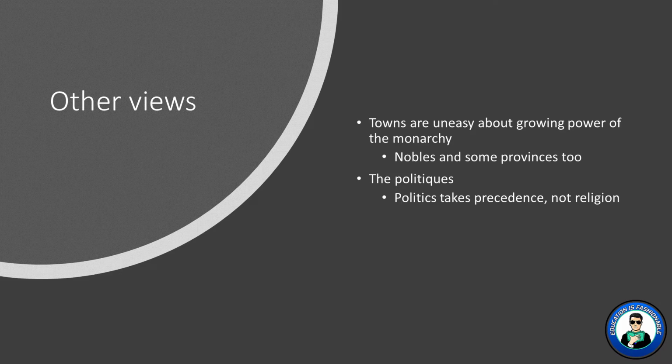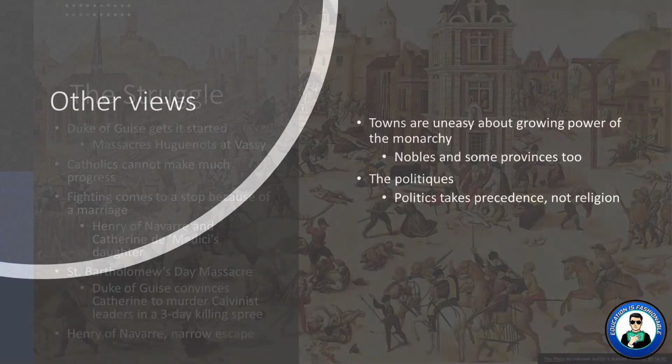Politiques are another group that basically says fighting about religion is stupid. We need to put politics first. You shouldn't have any disagreements over religion. It's basically like, let's do what's best for the state. We're going to call Henry of Navarre a politique, at least in my opinion, because he's constantly putting, well, in some cases his life, but he puts religion on the back burner, especially at the end, to try and make sure that France is able to unify.